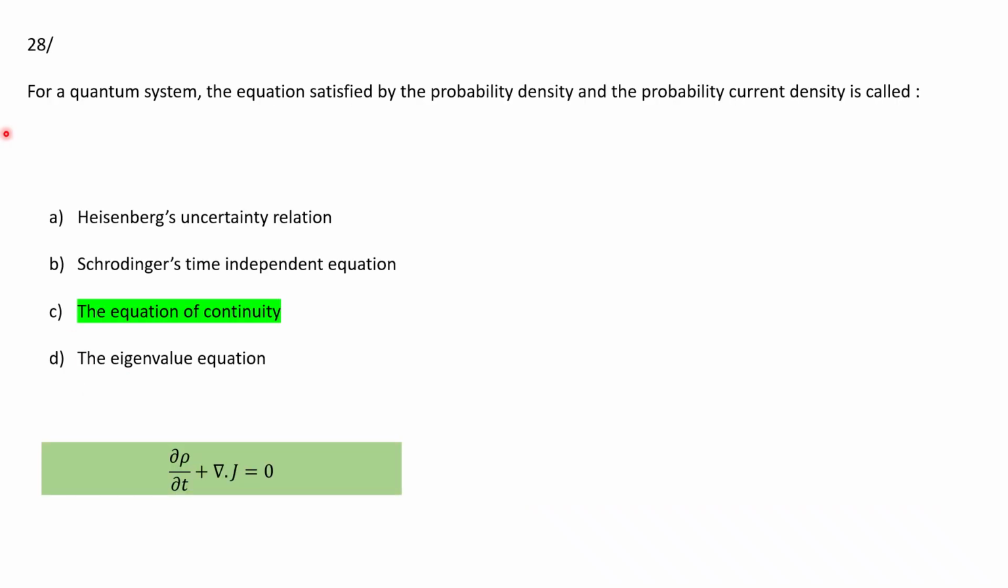Then, for a quantum system, the equation satisfied by the probability density and the probability current density is called? The options are Heisenberg uncertainty relations, Schrodinger's time independent equation, the equation of continuity, and the eigenvalue equation. Here option C is the correct answer, the equation of continuity. And we know this, that is del rho by del t plus del dot J equals 0.